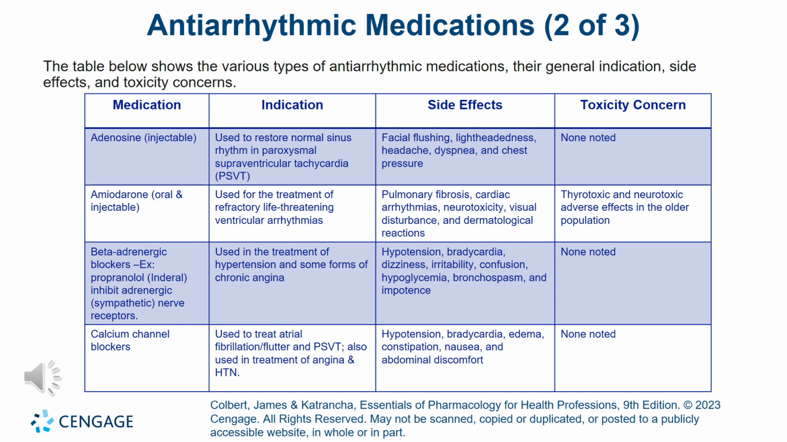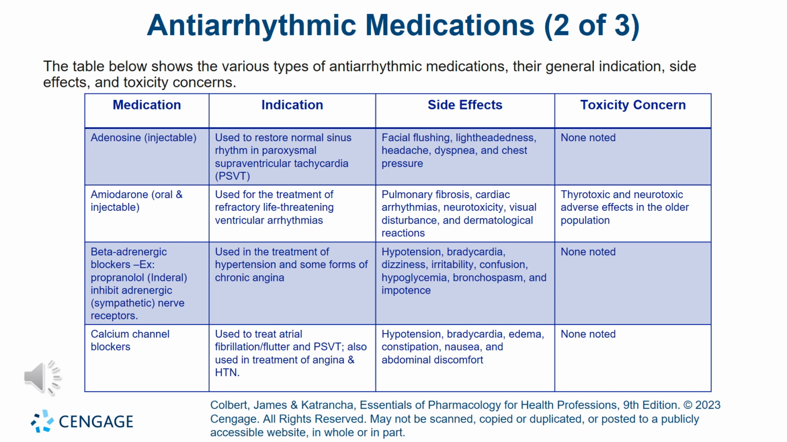This slide and the next shows the various types of antiarrhythmic medications, their general indication, side effects, and toxicity concerns. Adenosine. It is an injectable medication. It's used to restore normal sinus rhythm in paroxysmal supraventricular tachycardia, or PSVT. Side effects are facial flushing, lightheadedness, headache, dyspnea, and chest pressure. There is no toxicity concern noted.